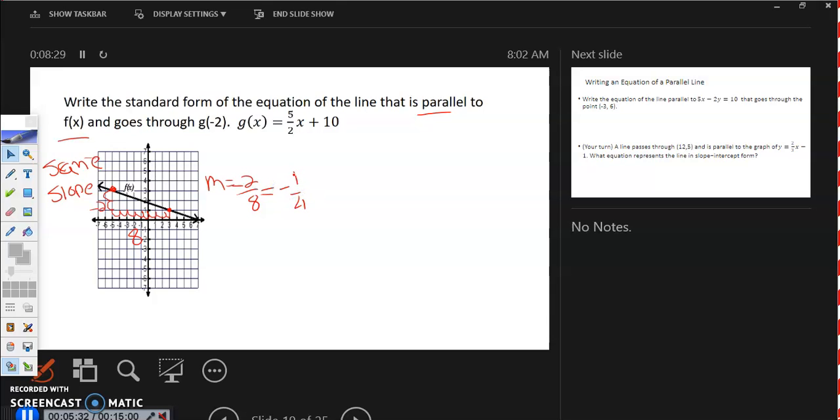So we probably had another point at down 1 over 4. Down 1 over 4: 1, 2, 3, 4. Yes, we did actually. So we had one at negative 1, comma 2 as well that we could have used.